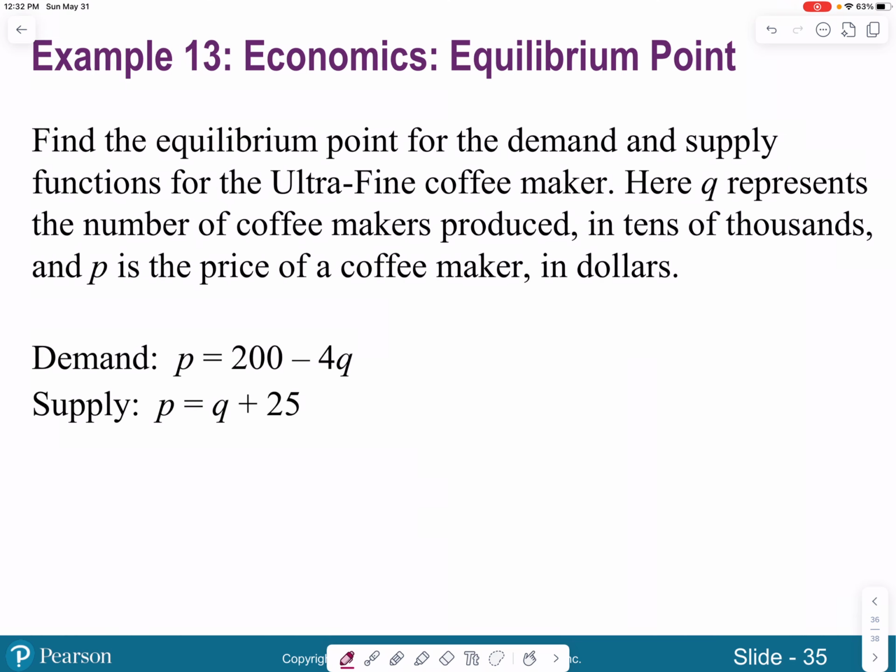So find the equilibrium point for the demand and supply functions of this ultrafine coffee maker. Here Q represents the number of coffee makers produced in tens of thousands, and P is the price of a coffee maker in dollars. Okay. So we have our demand function, our supply function. So then the equilibrium point, if we set these guys equal to each other and solve, okay, let's see.